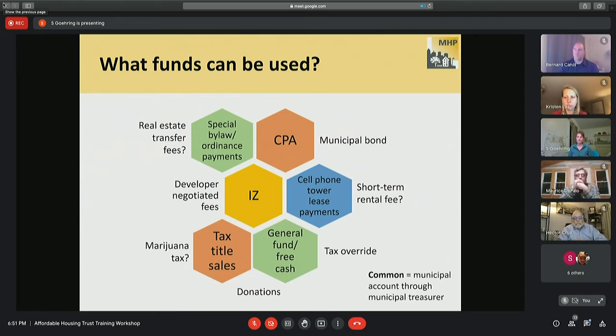And then the marijuana tax. Some communities have been talking about perhaps directing some of the funds from this tax towards affordable housing. And donations are always an option as well, either cash or land or building. So the good news is that while CPA is the most common, there are a lot of different ways that communities are trying to raise funds to support affordable housing in their community.